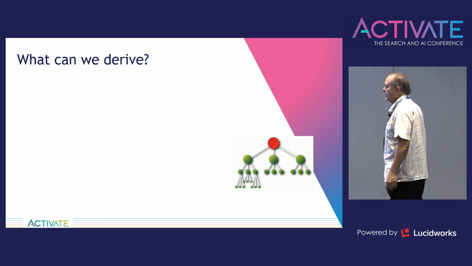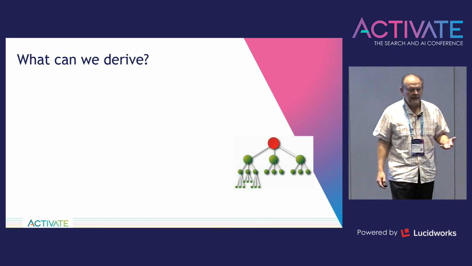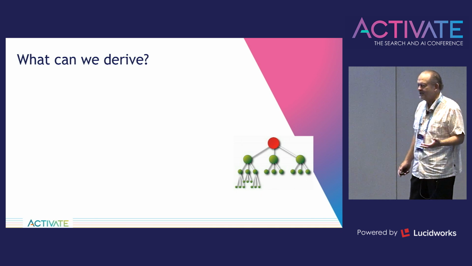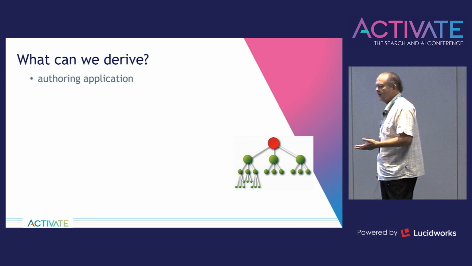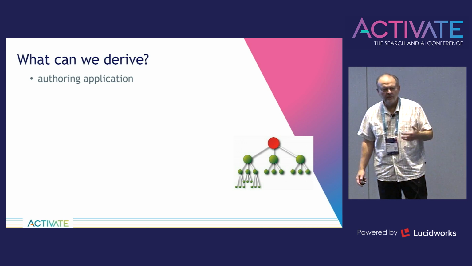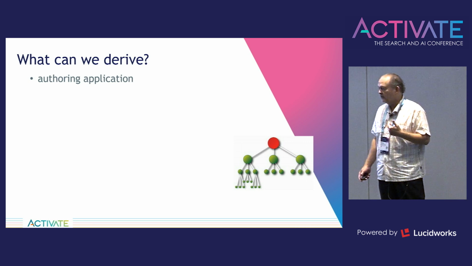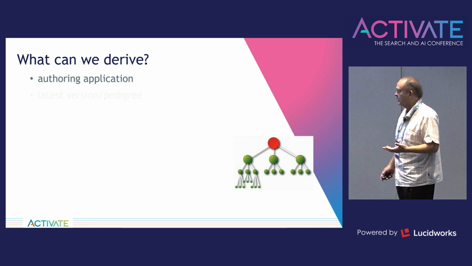Here's the fun part. What can we derive from this? So we've got all this data. Now we could do kind of fun derivations, right? We can manage or manipulate this data. So what can we derive? We can derive the authoring application. So this becomes important. When I get a drawing, I want to be able to know, is that AutoCAD 14? Is that AutoCAD 2000? Which version of AutoCAD do I need to apply to that drawing? So for legacy, this is particularly important in terms of being able to recognize that.